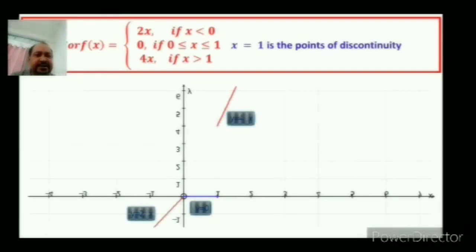Observe the graph of this function. The red line shows the graph of f of x equal to 2x, and this blue line shows the graph of x equal to 0, and this line shows the graph of 4x. So you can observe that the function is not continuous.